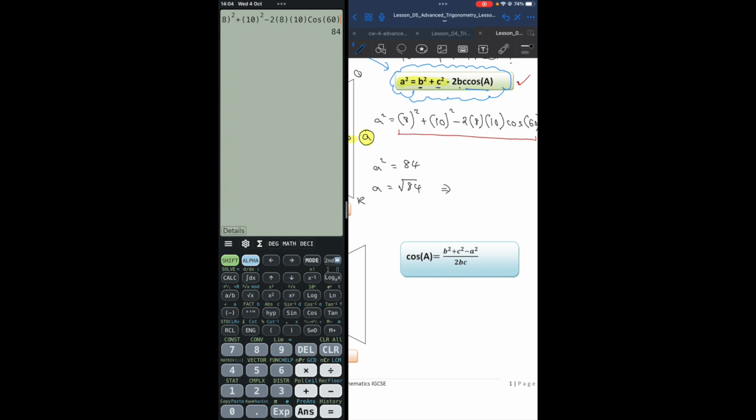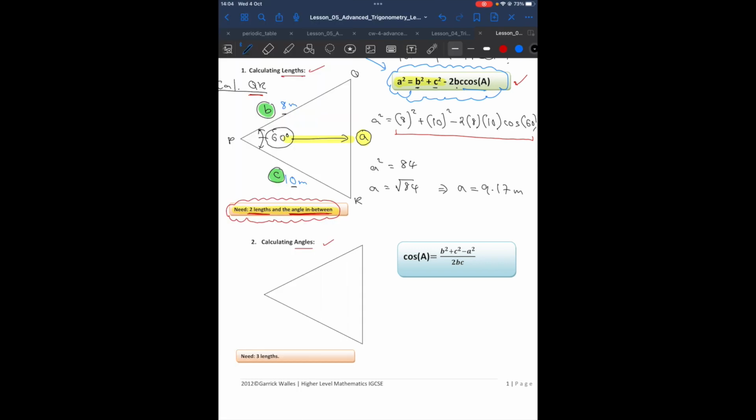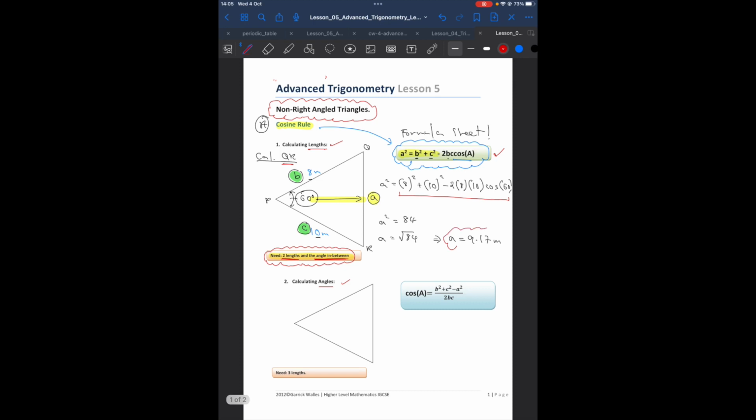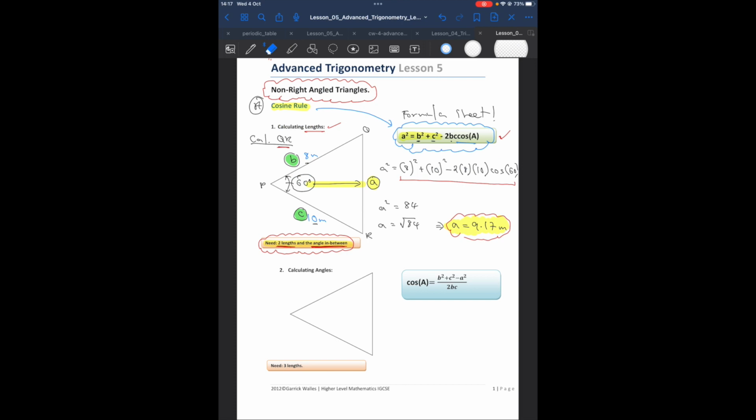So if I now take the square root of 84, so I can clear that, square root and then 84 equals, I get my value. And that's going to be 9.17 meters to 2 decimal places. And that is the length of Q2R. That's the length that I wanted to calculate, and that's the final answer.